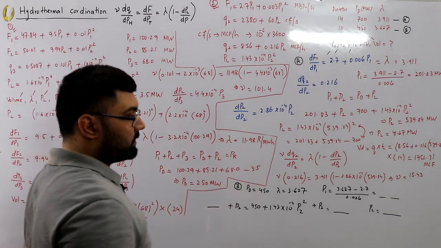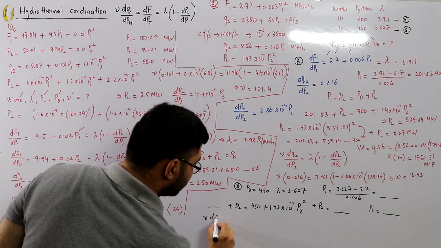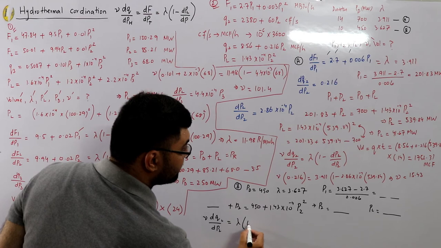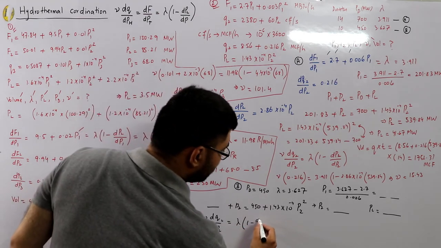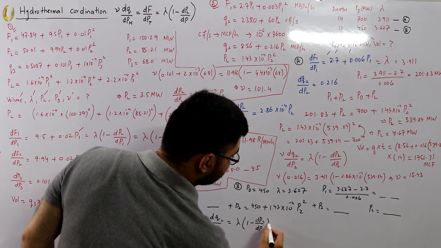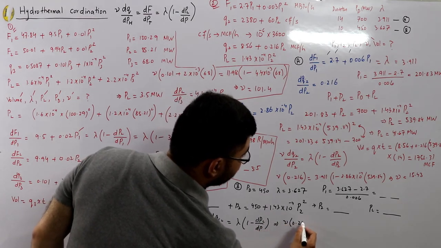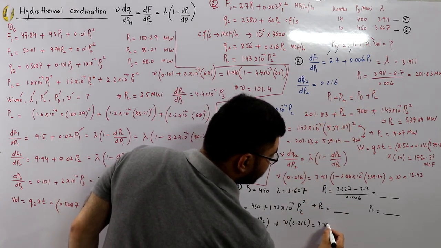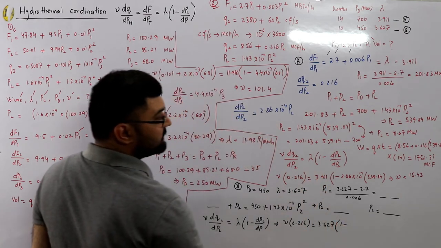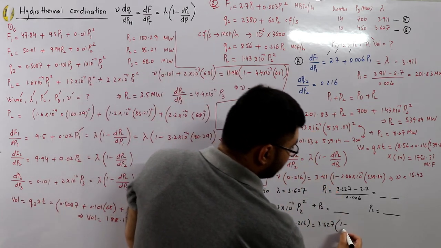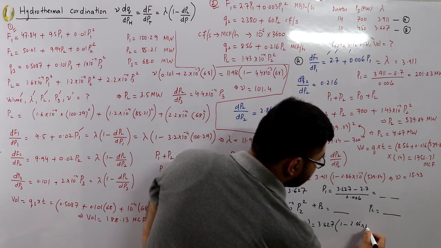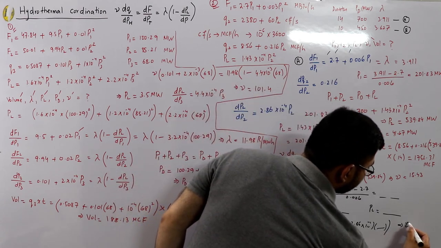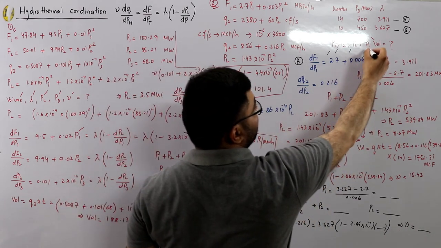Again, for the conversion coefficient, dq with respect to dp2 is equal to lambda into 1 minus dpl with respect to dp2. Mu into 0.216 would be equal to lambda, which is 3.627 here, into 1 minus 2.86 into 10 to the power negative 4, and the value of P2 that you have calculated. Put this over here, and you will get your value of mu as well, the water conversion coefficient.